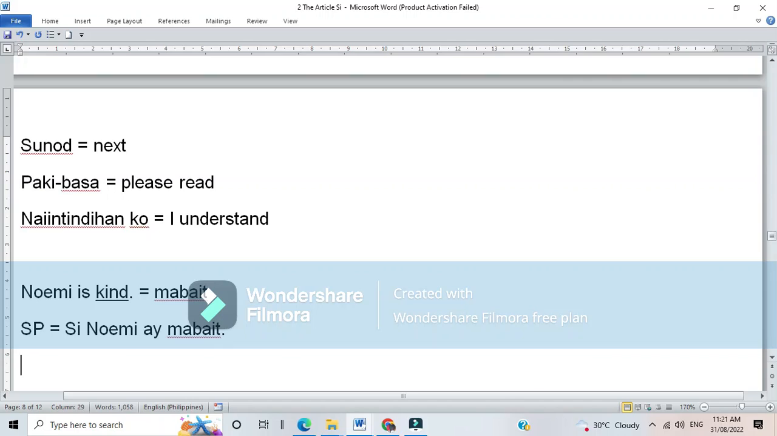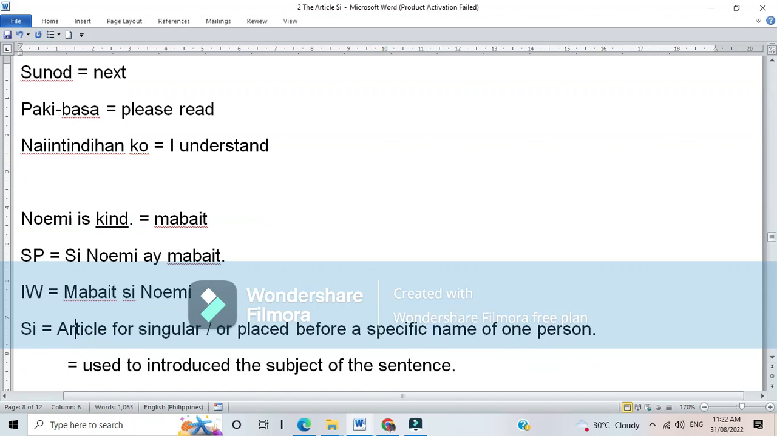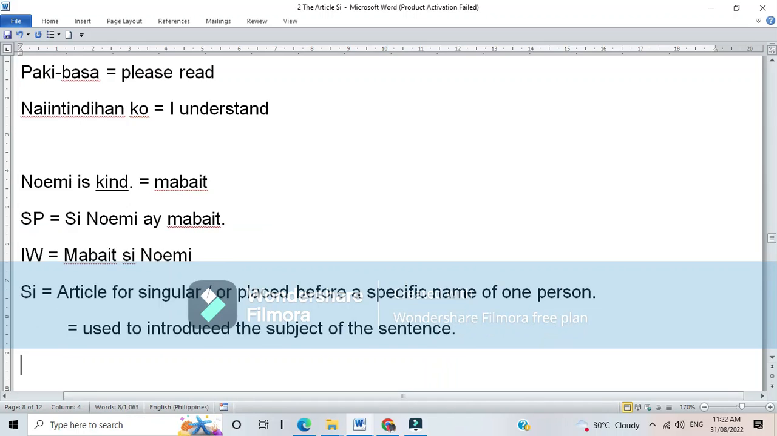Okay? How about inverted word order? Okay? Mabait si Noemi. Okay? So that is how we construct sentences using the subject-predicate sentence and the inverted word order. And that is the use of article si to introduce a proper noun as the subject of the sentence. Don't forget the use of article si. So article si, singular, placed before a specific name of one person, is used to introduce the subject of the sentence.